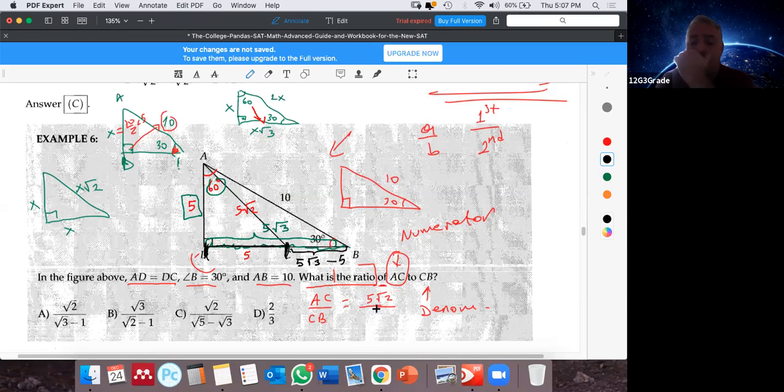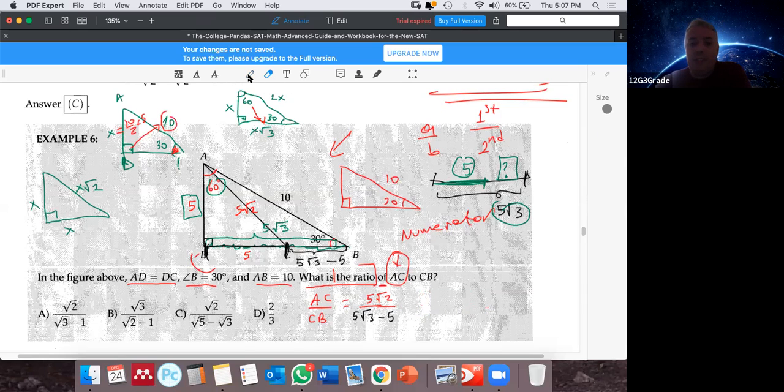What do you think? Can we say this? Think a bit. Again, let me draw. This is totally 5 root 3. And this is till here 5. So what will be this part? From total, if I subtract this, I will get the question mark. That's true or not? Yes, true.